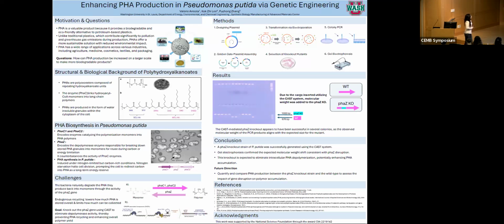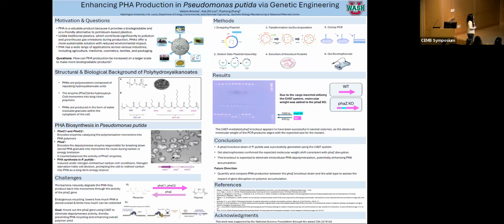Biomedical engineering uses. So as I said, it has a wide range of applications. Biofuels, for example, and obviously bioplastics. With biofuels, the PHA can be synthesized into butanol and propanol, which are biofuels.